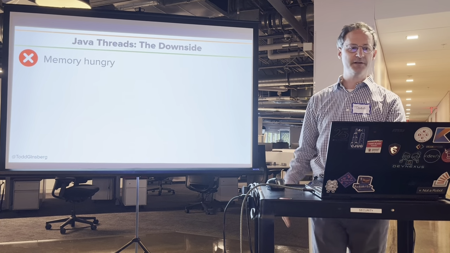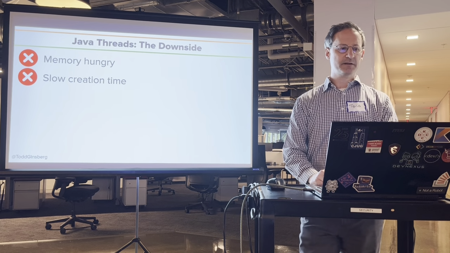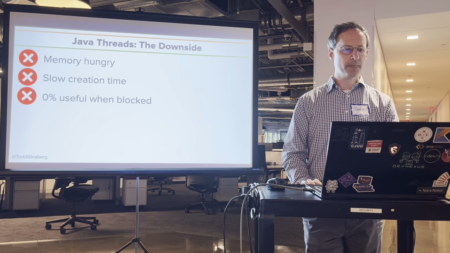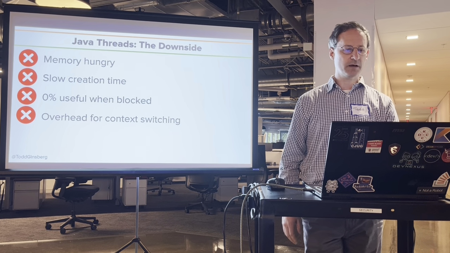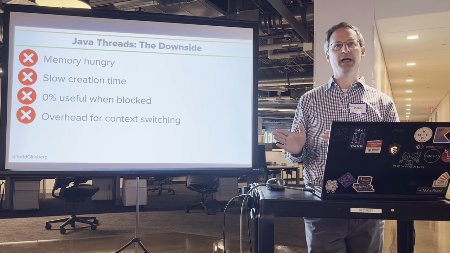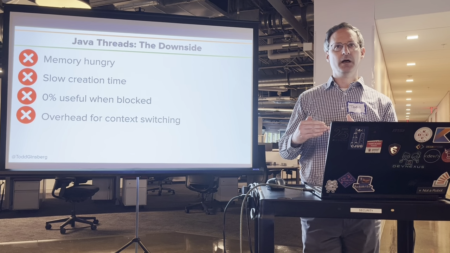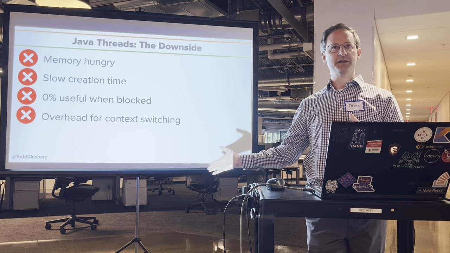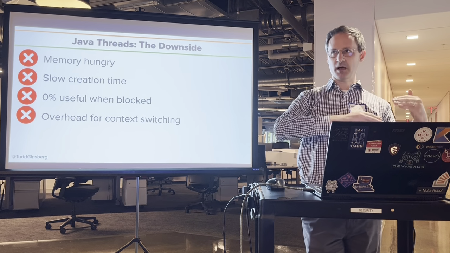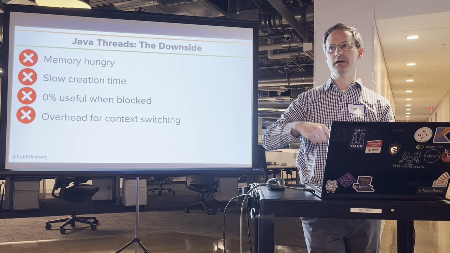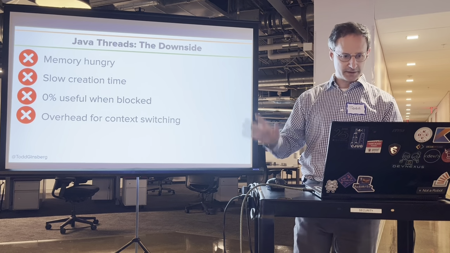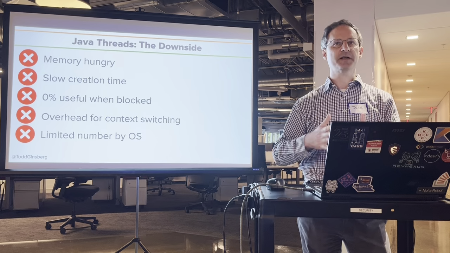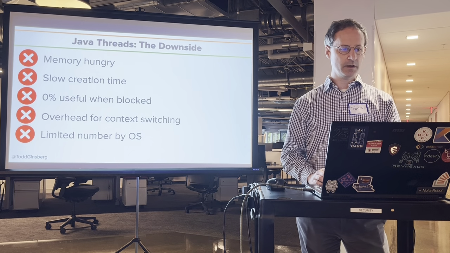So the problem with these threads is they're memory hungry. They have a slow creation time comparatively, and I'll show you a demo of what I mean by that. They're completely useless when they're blocked. There's an overhead for context switching them. In the operating system, when you have a thread doing some work and it's some other thread's turn, the operating system has to take that thread off the processor and put another thread on there. That takes time, and I'm grossly simplifying all of this, by the way. And then, as I mentioned, there's a fixed number of these per operating system.